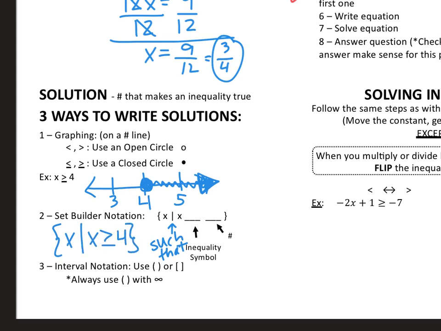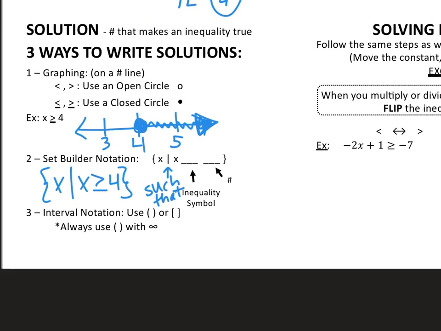It's kind of like you're naming the variable there. The third method of writing your solution is called interval notation. You would use parentheses and brackets. Intervals mean between two different numbers. So for example, for x is greater than or equal to 4, all of our possible numbers have to be between 4 and positive infinity.